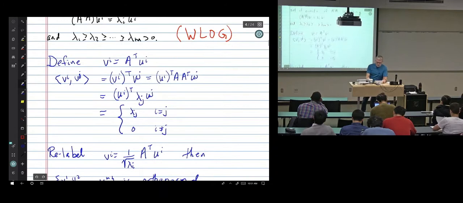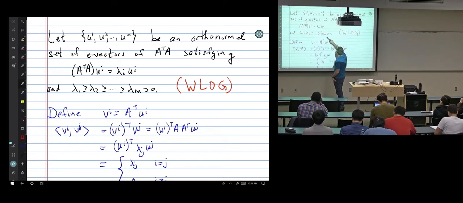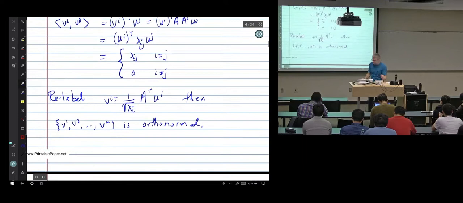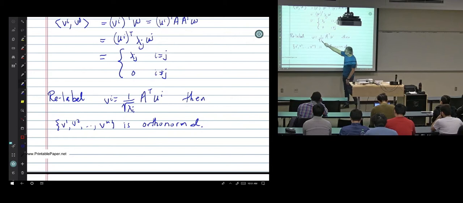And then we can see why I wanted my A transpose times A to be positive definite, because I didn't want to be dividing by 0 when I did this step here. Otherwise, I have to do the special case when the eigenvalue is 0, I do something else. So that's taken care of in the other proof.